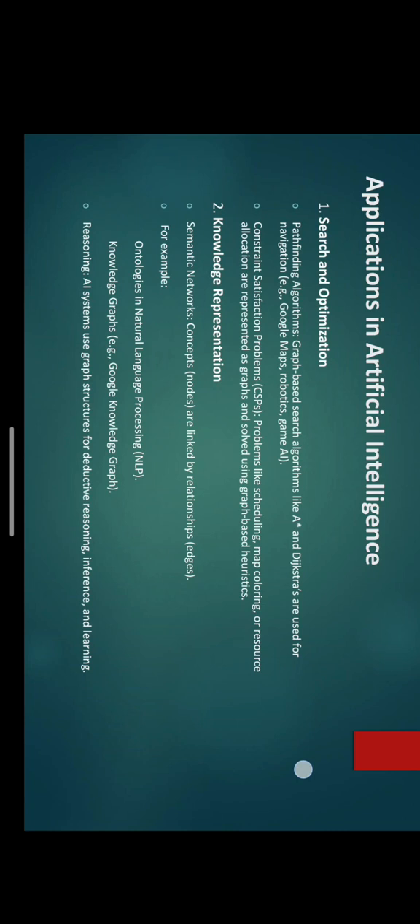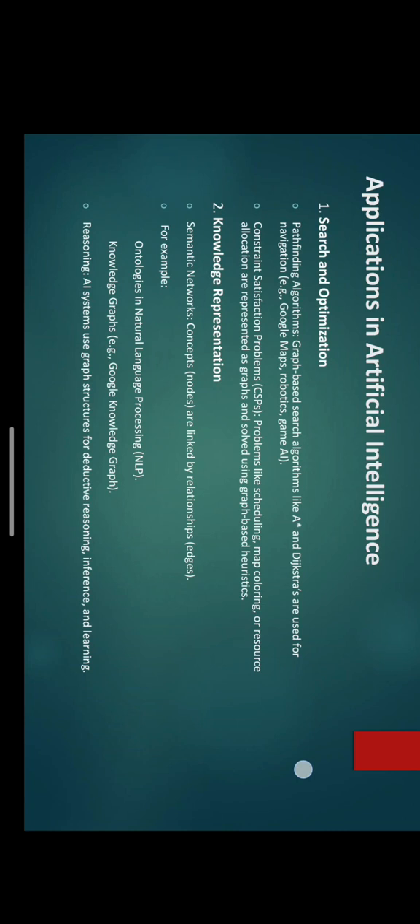Next, applications in artificial intelligence. Search and optimization. Pathfinding algorithms. Graph-based search algorithms like A star and Dijkstra's are used for navigation. Examples: Google Maps, robotics, and games AI.